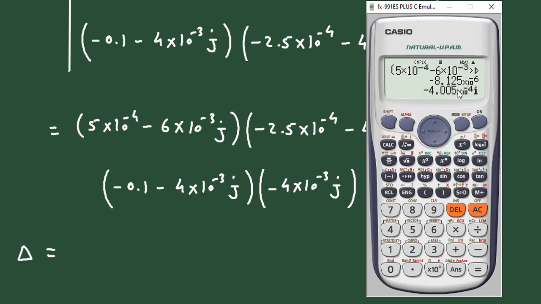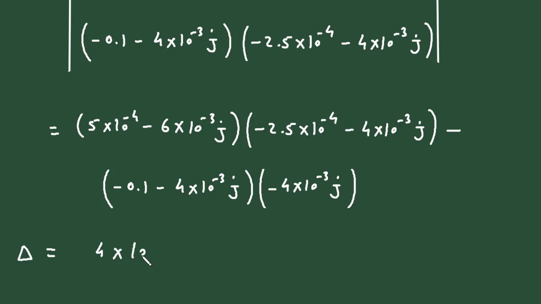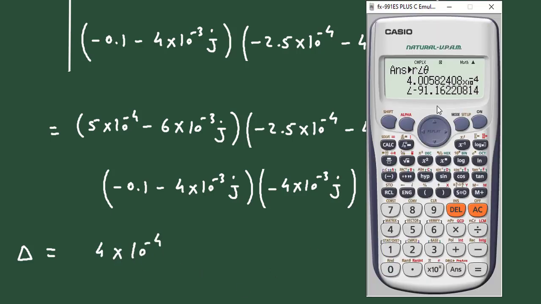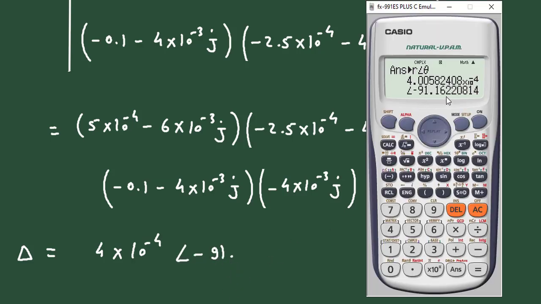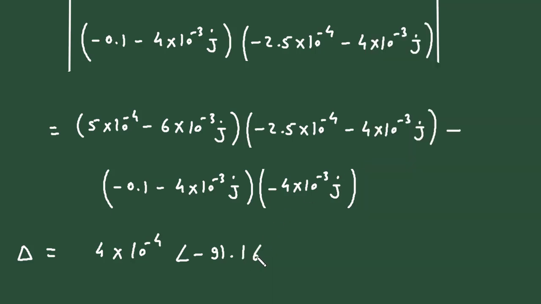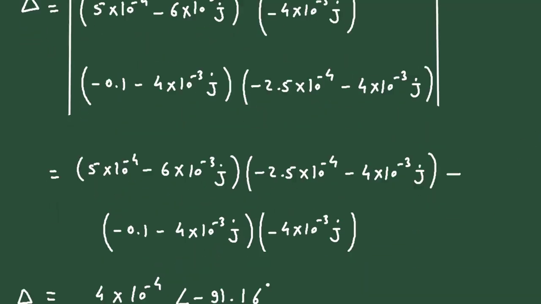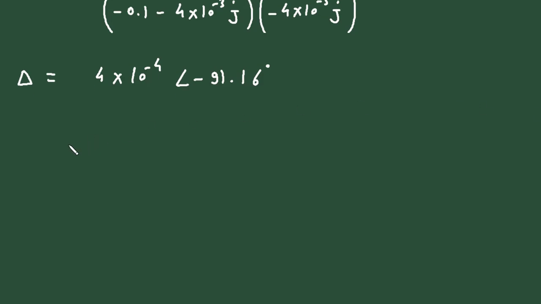So it is equal to this much in rectangular form. In polar form, this will be shift 2, 3. So 4 into 10 to the power minus 4 at an angle minus 91.16 degree. So now we got the value of delta. Next we have to find the value of delta 1.